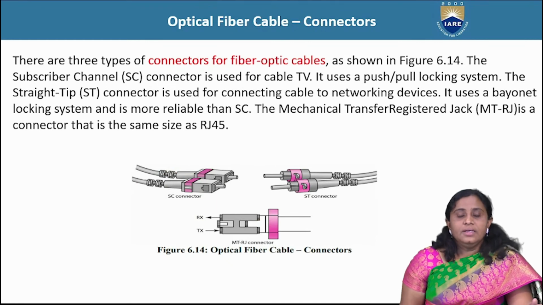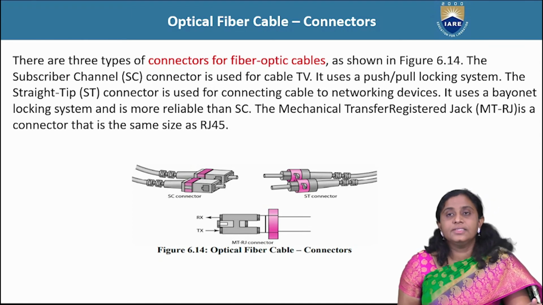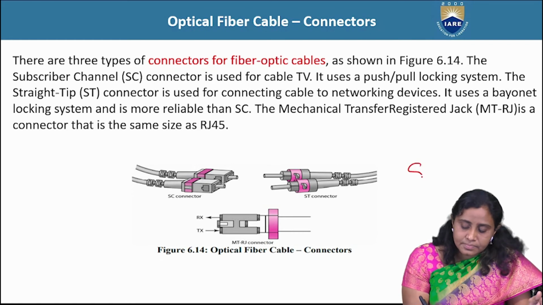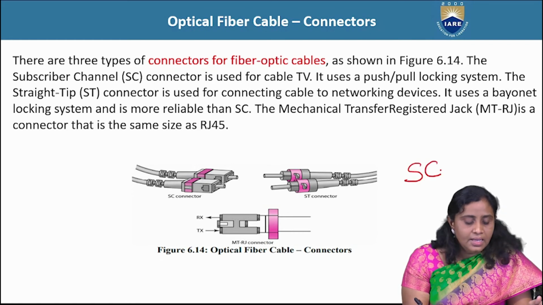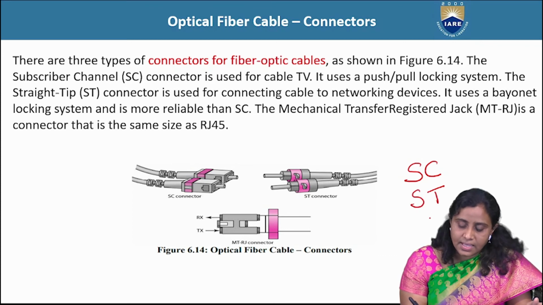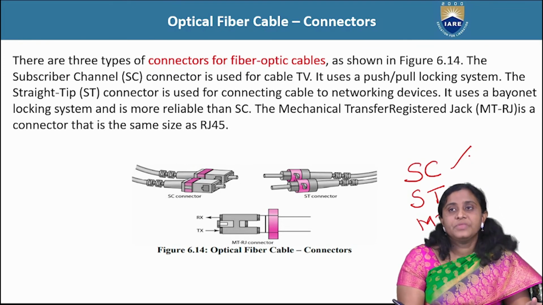Coming to that, there are three types of connectors for fiber optic cables, as shown in Figure 6.14. The first one is the SC, subscriber channel, the second is the straight tip ST, and the third is the MT-RJ, mechanical transfer registered jack. The SC connector is used for cable TV connections, and it uses a push-pull locking system.